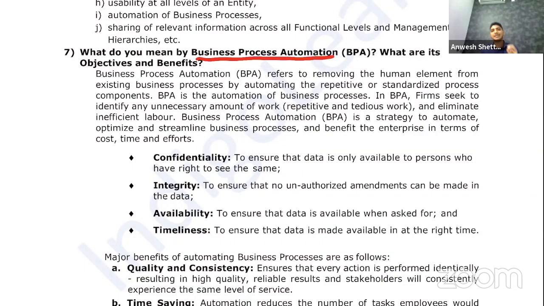Now I'm going to repeat my sentence again. I've told you that business process is not a new concept. People from centuries are doing the business. But what are we doing in these days? We are trying to automate these business processes.